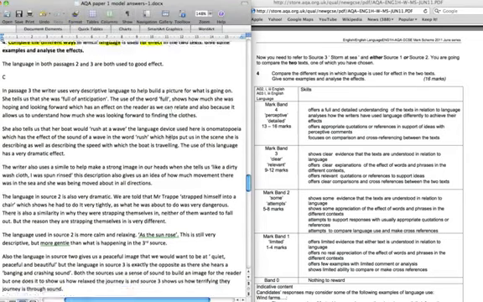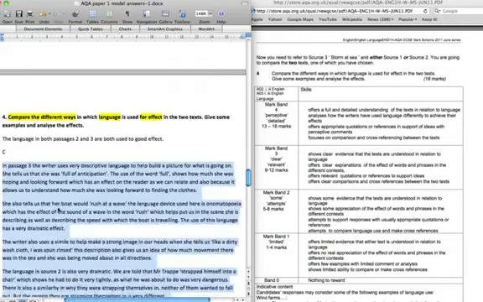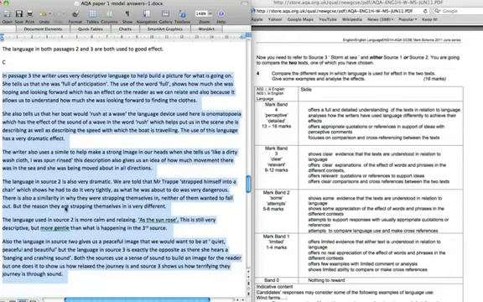So let's look at how many words this one is, just to give us an idea. So here we have the word count is, take your time, 371, which is about a page and a half. So that's very, very doable. Right, let's go through it.